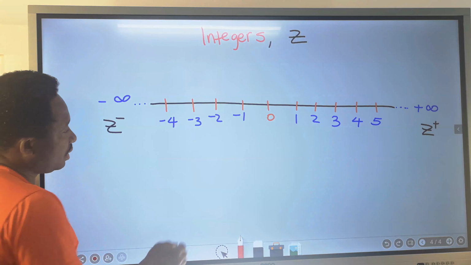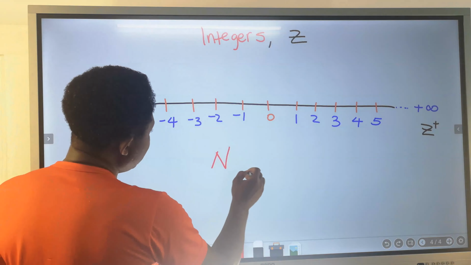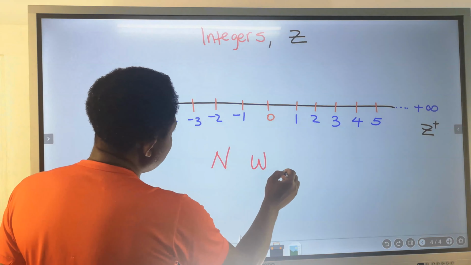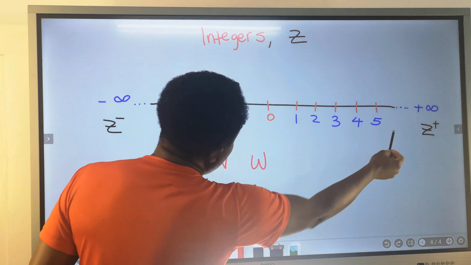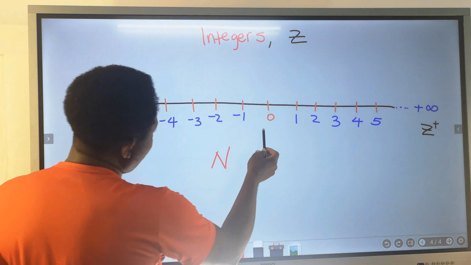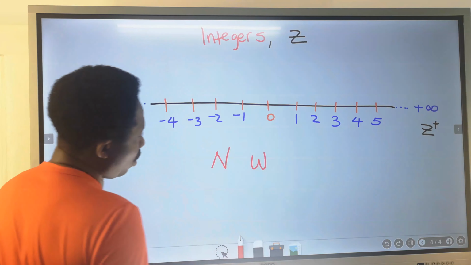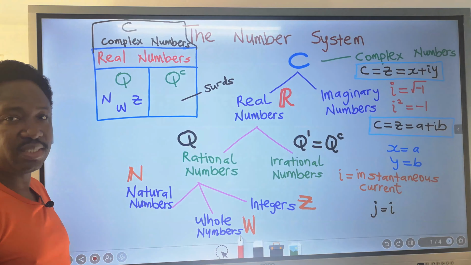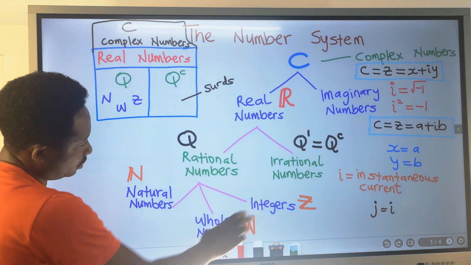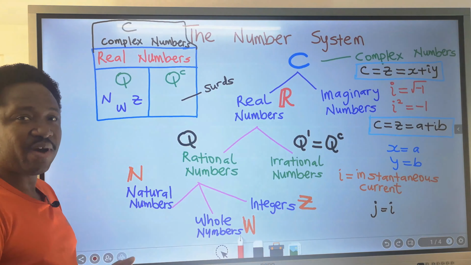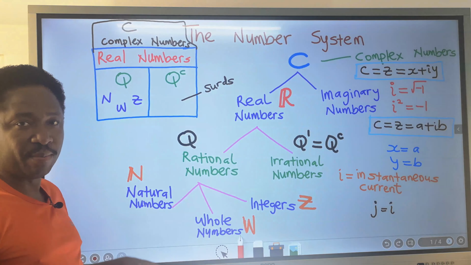You can see that natural numbers and whole numbers can be found on the number line. Because these are natural numbers, if you include 0, it becomes a whole number. You can see that rational numbers are easy to handle because we can find the numbers on the number line.